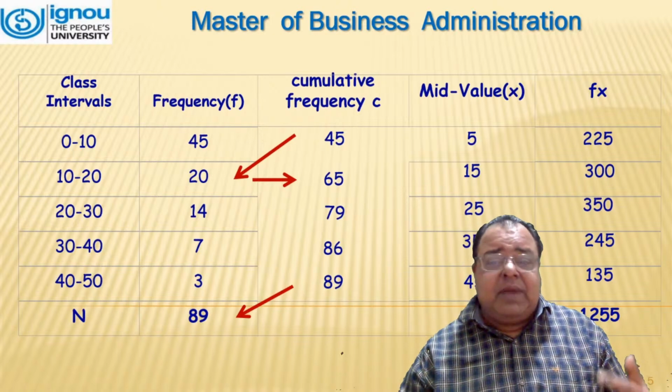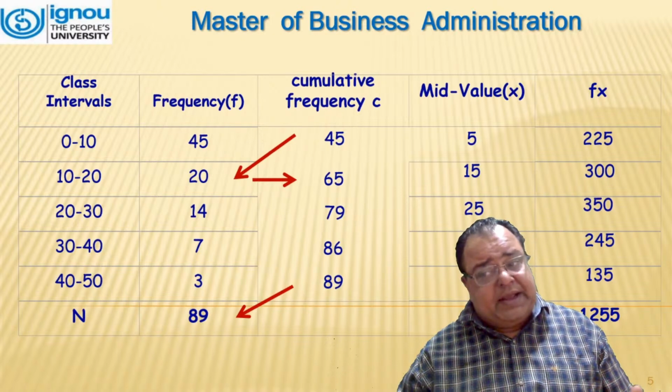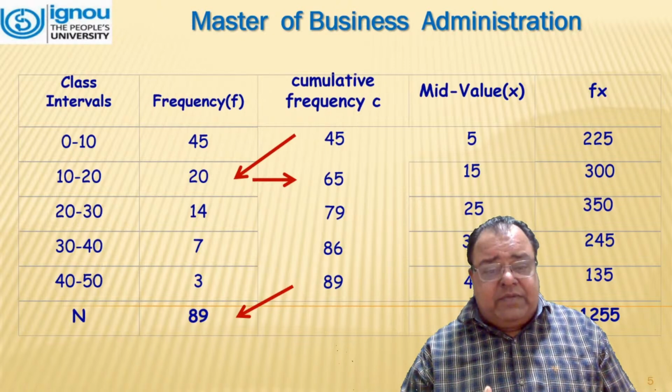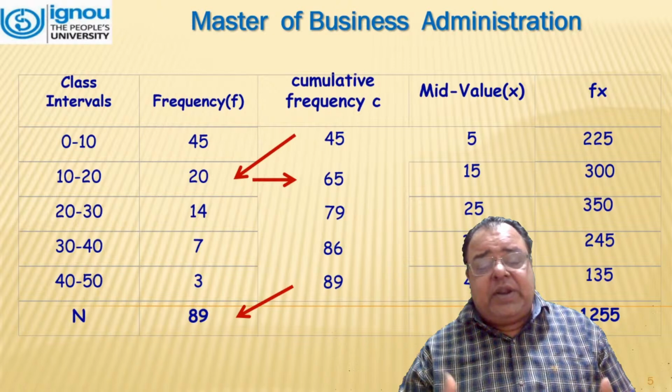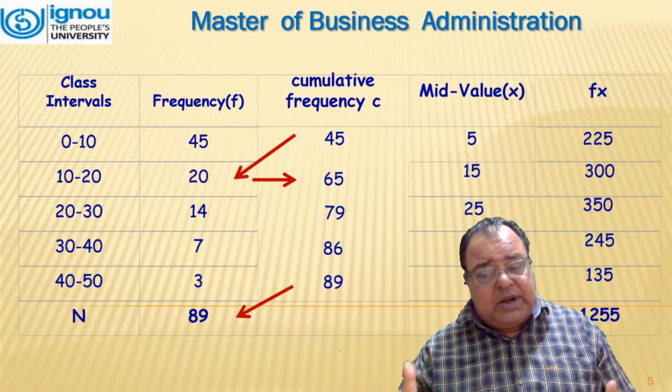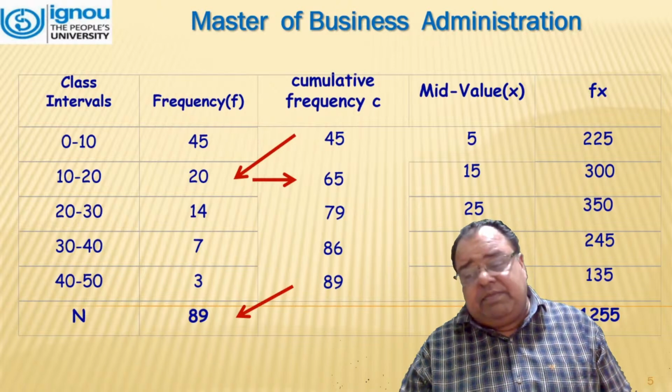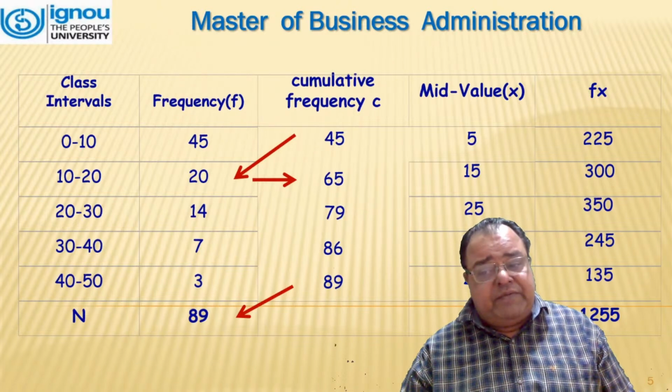Second step is multiplying f by x. So we will get fx. That is 45 into 5, 20 into 15, 14 into 25, 7 into 35, 3 into 45. In the last, we will be adding them. That comes out to be 1255.